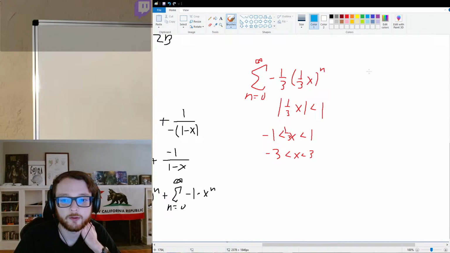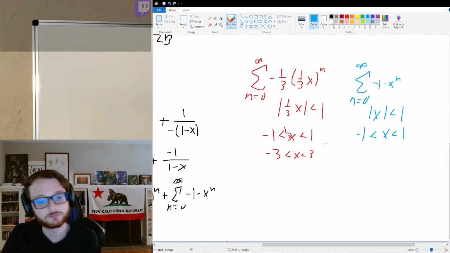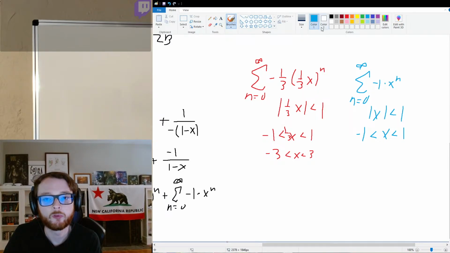Now let's look at the other one. Negative 1 times x to the n. So we do our same trick: absolute value of x is less than 1. This one's just a one-step problem to break out the absolute value. All right. So one of our intervals is between negative 3 and 3. The other interval is between negative 1 and 1.